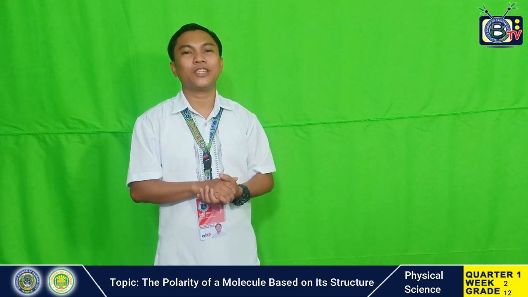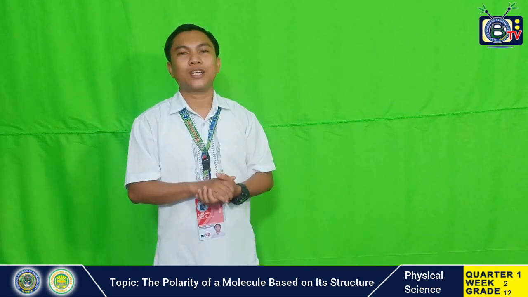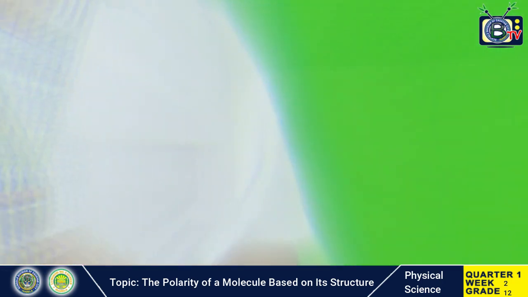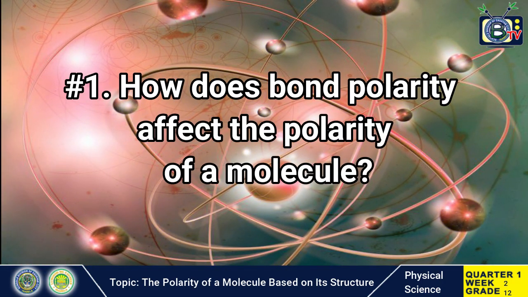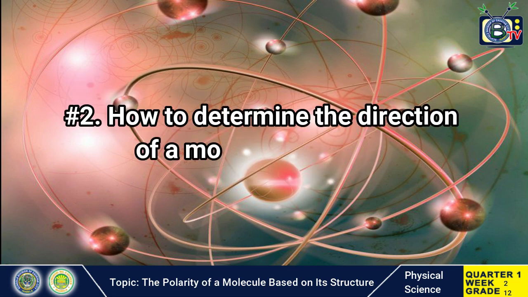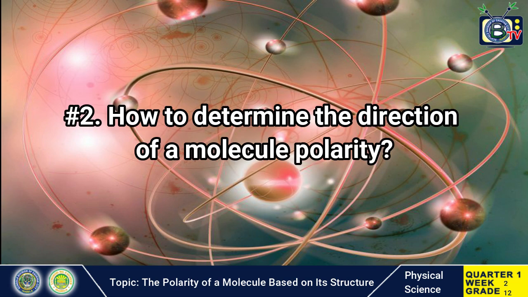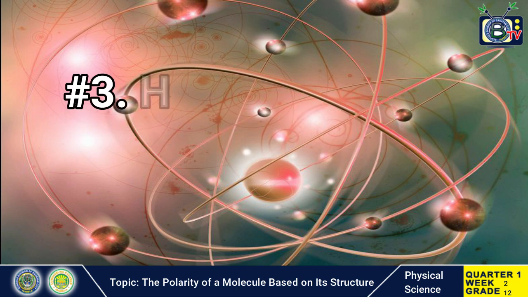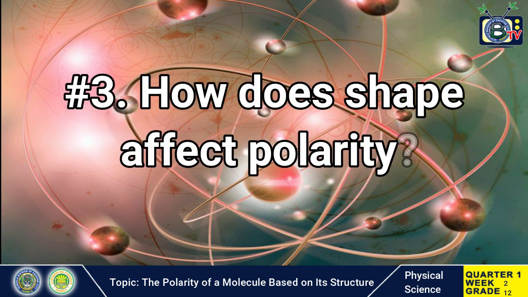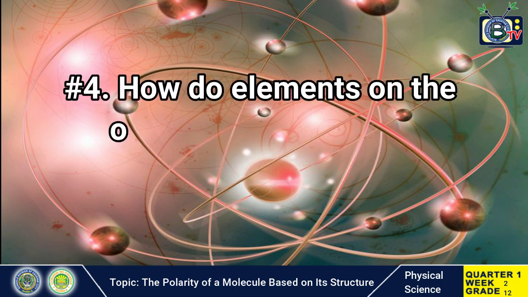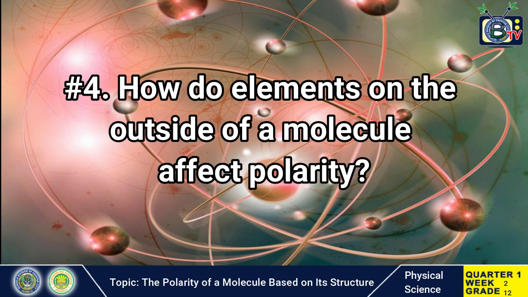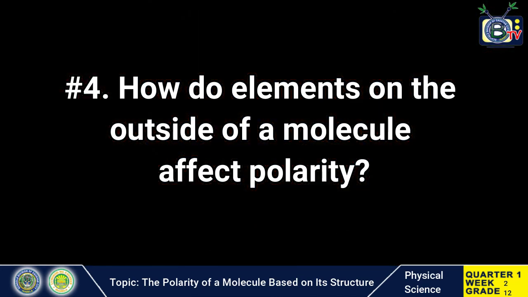In determining the polarity of a molecule, we have to address the following 4 questions. First, how does bond polarity affect the polarity of a molecule? Second, how to determine the direction of a molecule's polarity? Third, how does shape affect polarity? And last, how do elements on the outside of a molecule affect polarity?